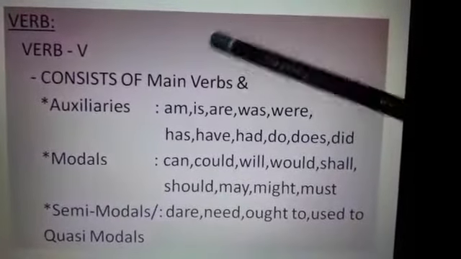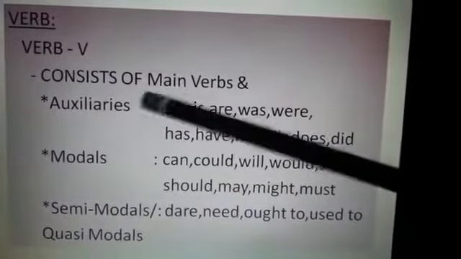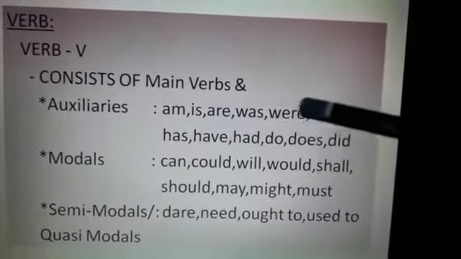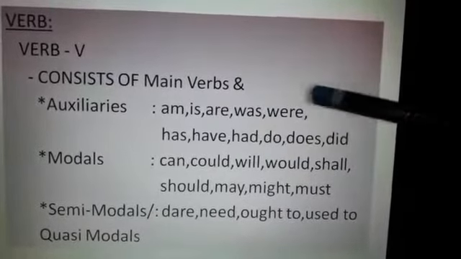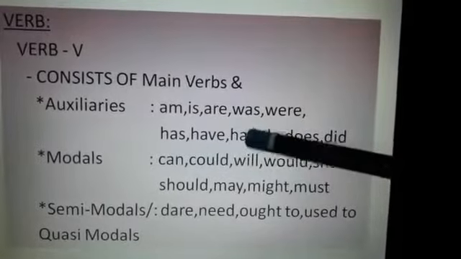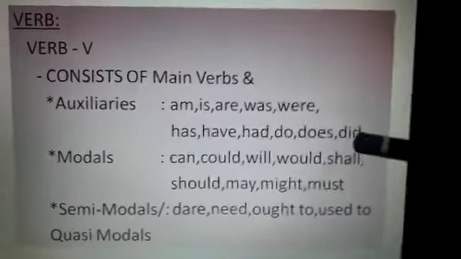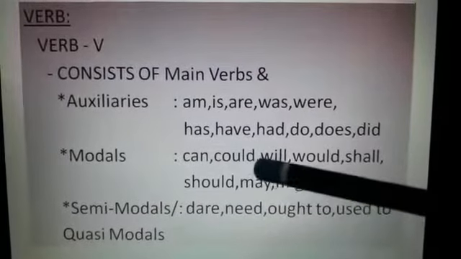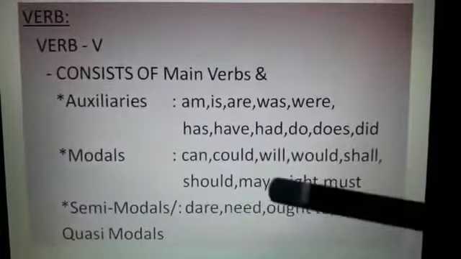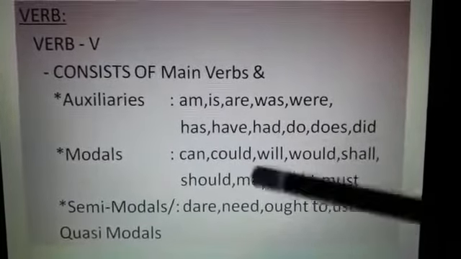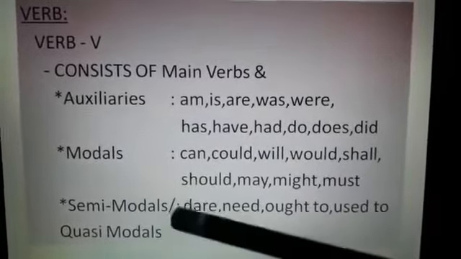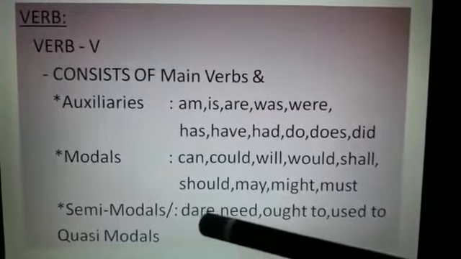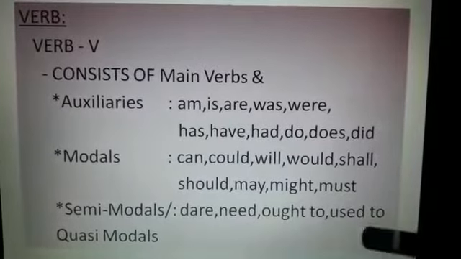Then verb. Verb is denoted as V. It consists of main verb and auxiliaries: am, is, are, was, were. These are all be verbs. Has, have, had. These are all have verbs. Do, does, did. These are all do verbs. Then modals: can, could, will, would, shall, should, may, might, must. Modals are of 9. Then semi-modals, otherwise called quasi-modals, are of 4: dare, need, ought to, used to.